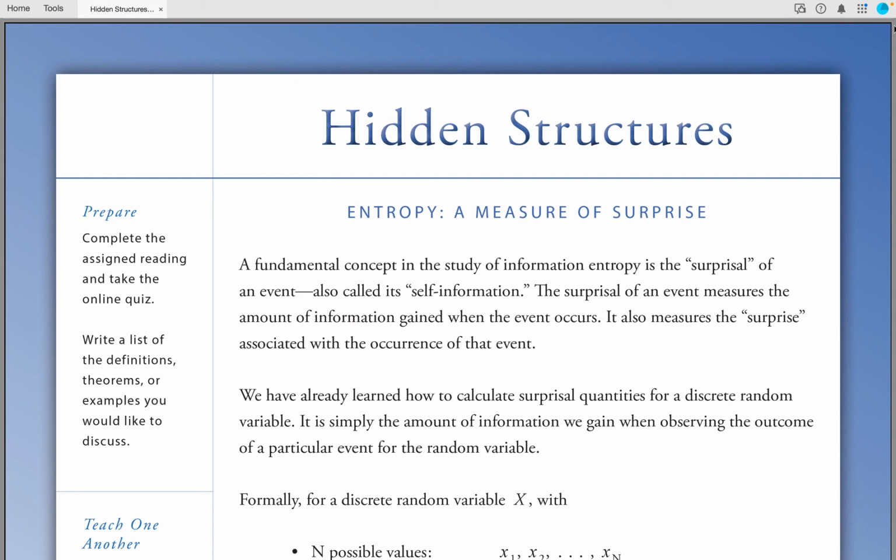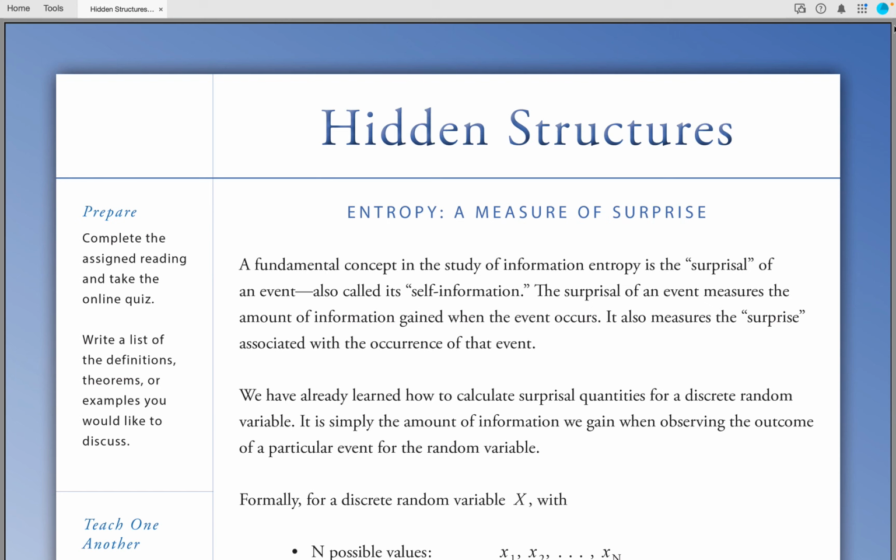Entropy as a measure of surprise. A fundamental concept in the study of information entropy is the surprisal of an event, also called self-information. The surprisal of an event measures the amount of information gained when the event occurs. It also measures the surprise associated with the occurrence of that event.